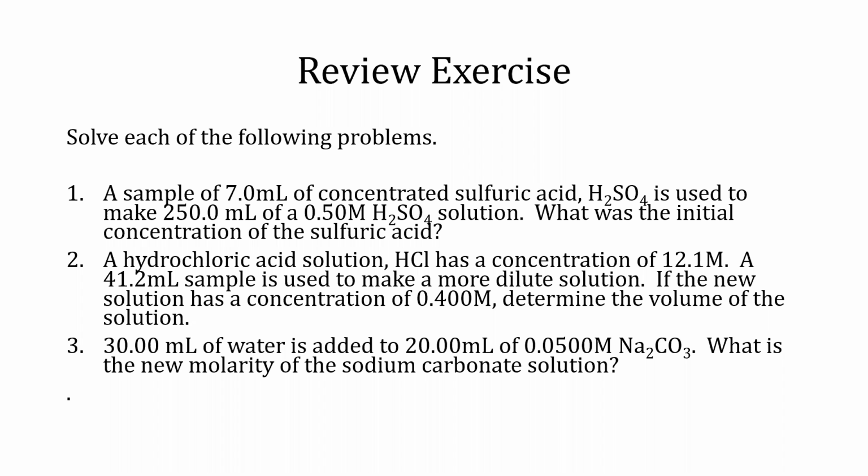2. A hydrochloric acid solution, HCl, has a concentration of 12.1 M. A 41.2 mL sample is used to make a more dilute solution. If the new solution has a concentration of 0.400 M, determine the volume of the solution. 3. 30 mL of water is added to 20 mL of 0.0500 M Na2CO3. What is the new molarity of the sodium carbonate solution?